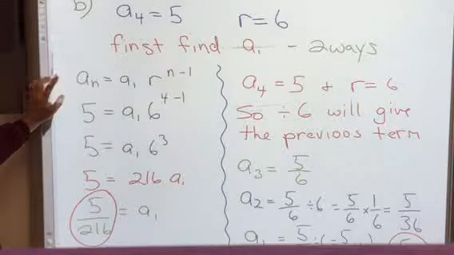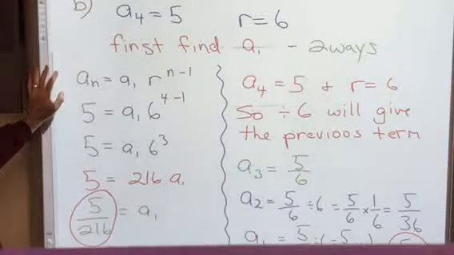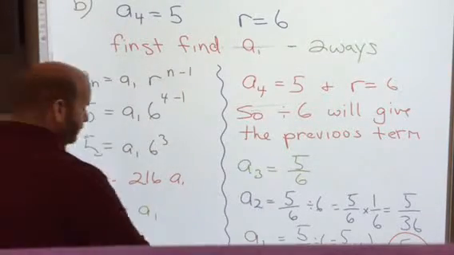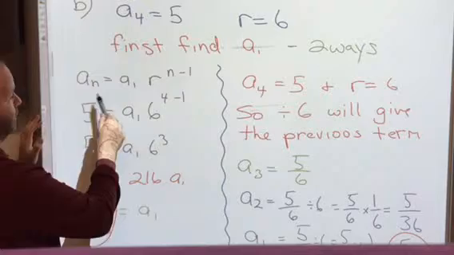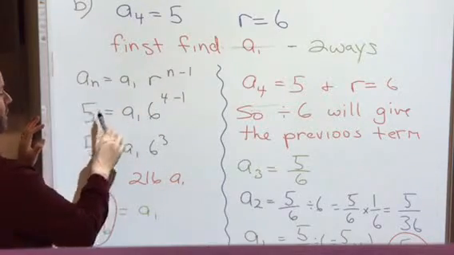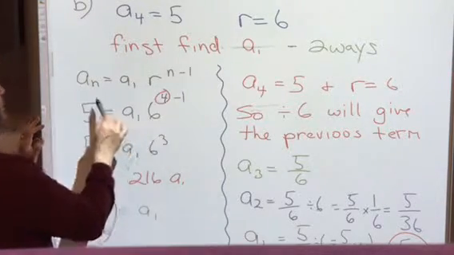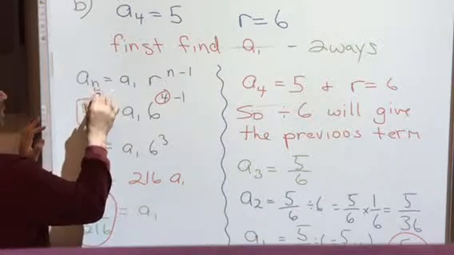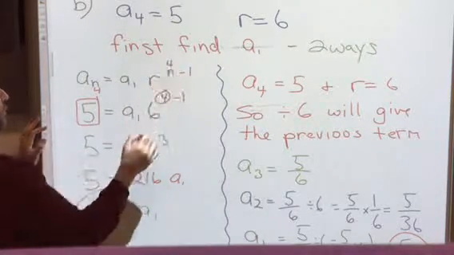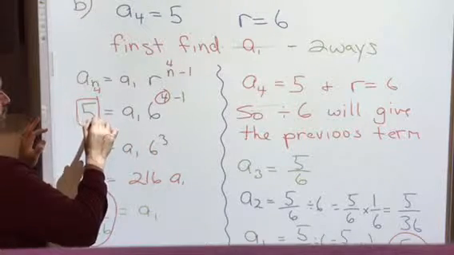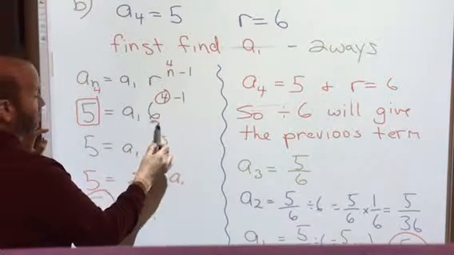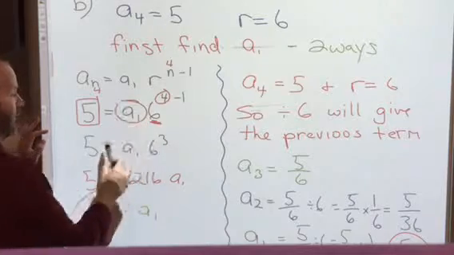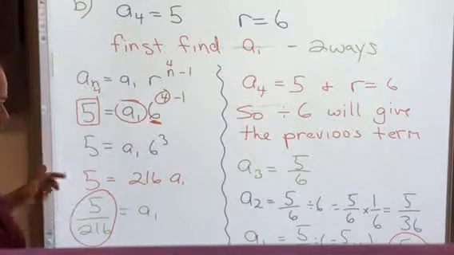Find a sub 1. We know a sub 4. We also know that r is 6. So over here, using the formula, we know that the 4th term is 5. So we know that a sub 4 is the 4th term, and it's 5. We also know the common difference is 6, but what we don't know is a sub 1. So first you need to find a sub 1.